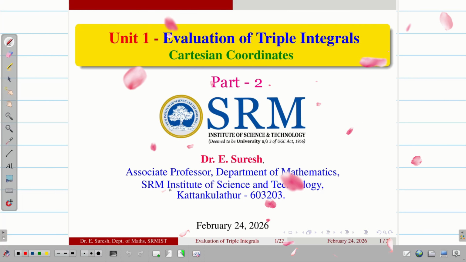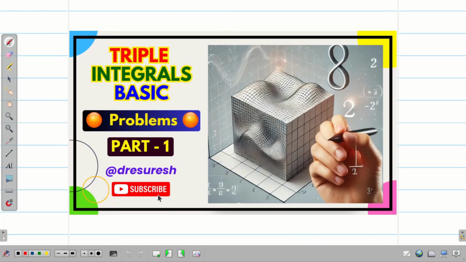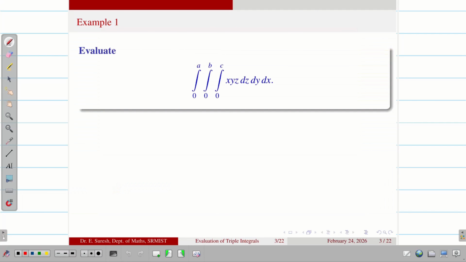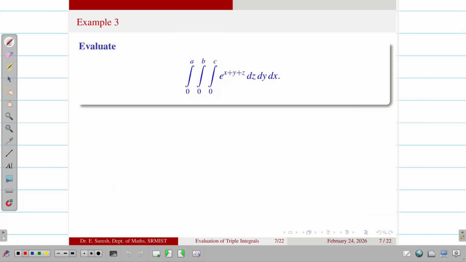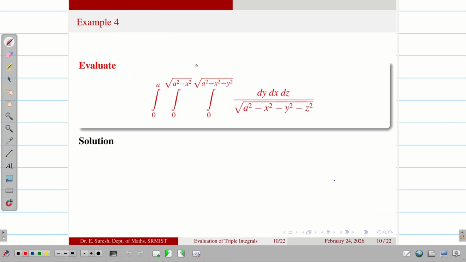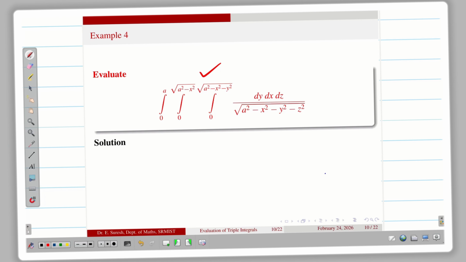Dear students, welcome to the problem solving session on triple integrals part 2. In the first part, we saw the basics of triple integrals and then we evaluated a few problems where all the limits are constants. And at the end, we evaluated a problem with variable limits. Continuing this, in this session, we are going to solve two more problems for more clarity.